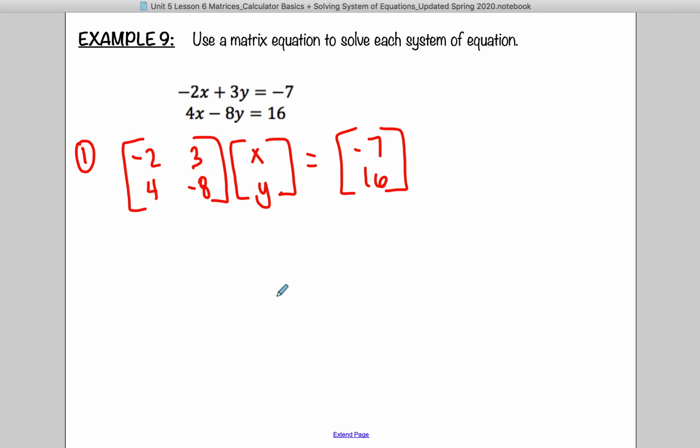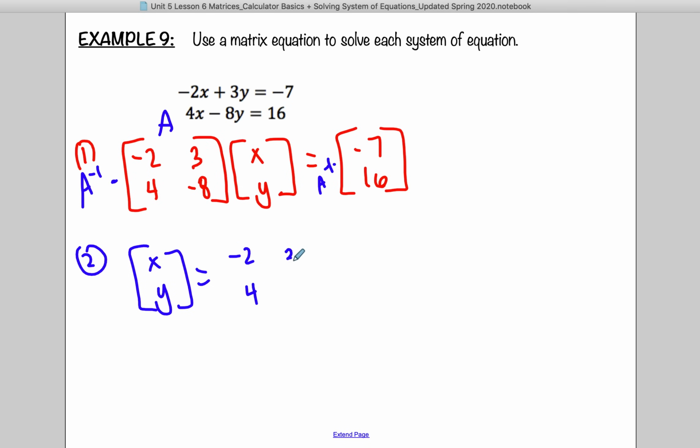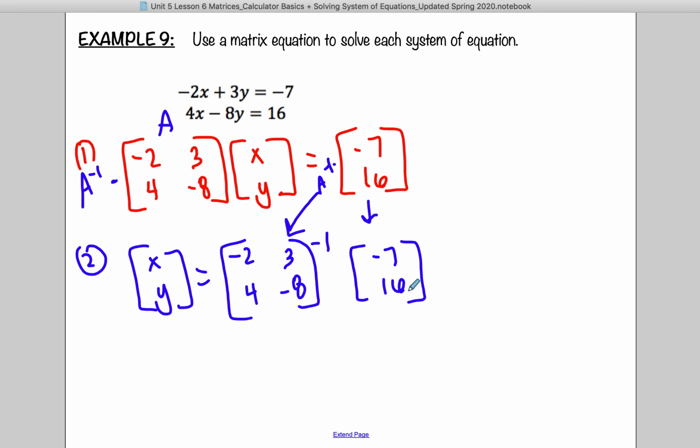Then from here, I want to get x, y by itself. So the way I do this is, if this is matrix A, I would multiply both sides by A inverse. Gotta do it to both sides. Those will cancel out. So our step 2 is that xy equals our A inverse. So it's a matrix. That's my A inverse times negative 7 and 16.